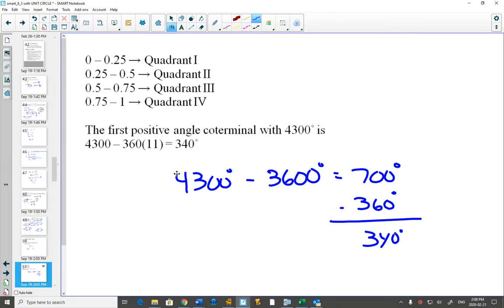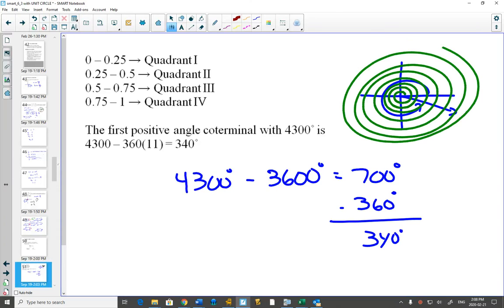What does coterminal mean? Coterminal means the angle ends in the same place. So 340 degrees is the first positive angle that ends in the same place as 4,300 degrees. Okay? That's 340 degrees. 4,300 degrees needed to go around 11 times and then.